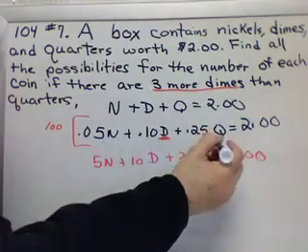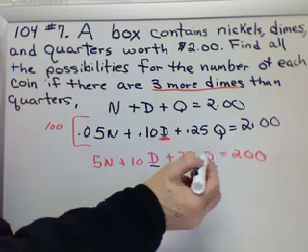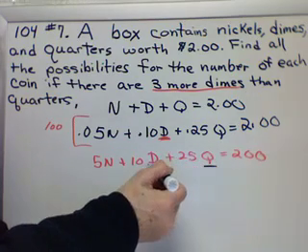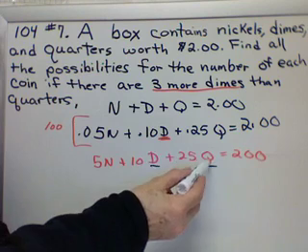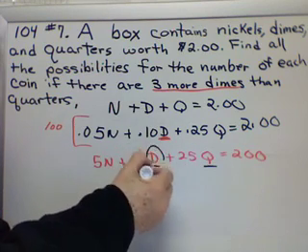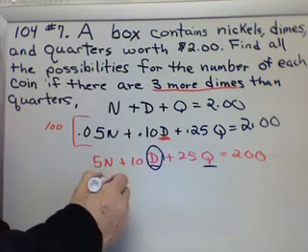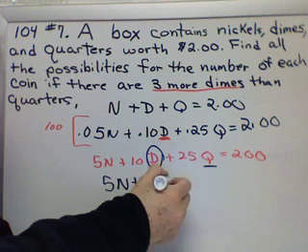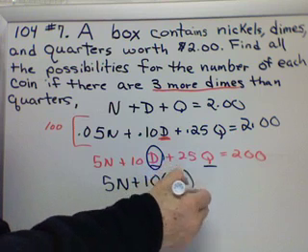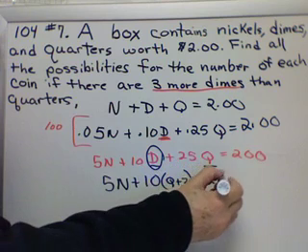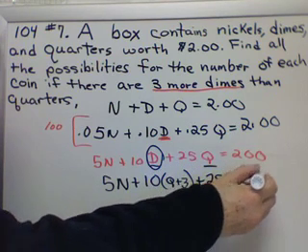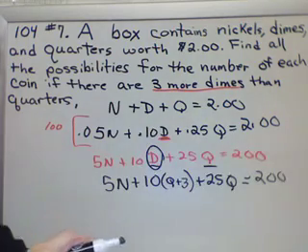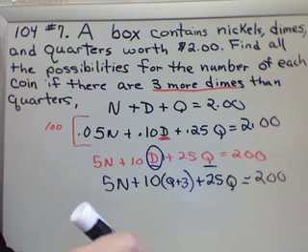And then the number of dimes was 3 more than quarters. So I'm going to replace that d with q plus 3. So now I have 5n plus 10 times (q plus 3) plus 25q equals 200. And that's going to be a better problem to solve to figure out how many nickels, dimes, and quarters do I have.